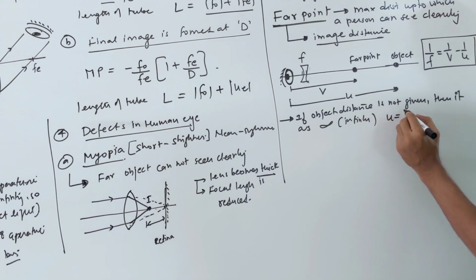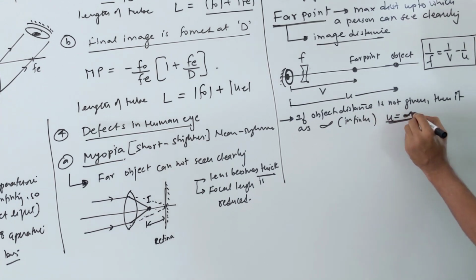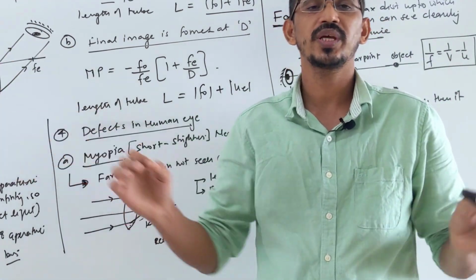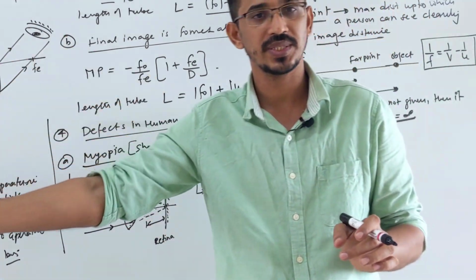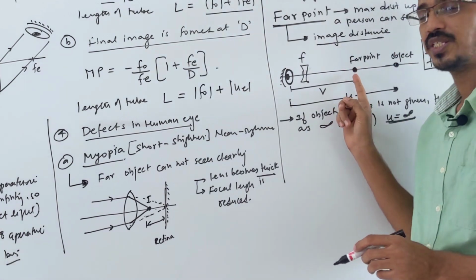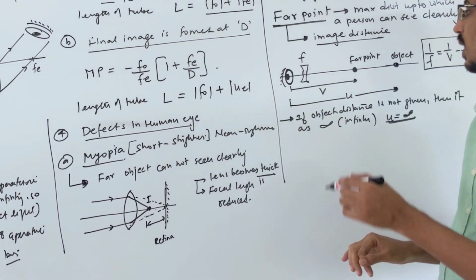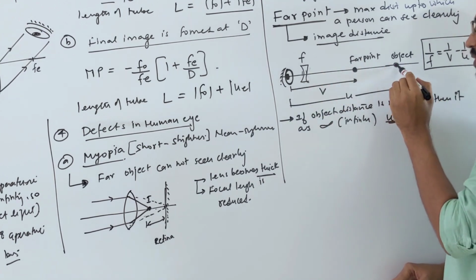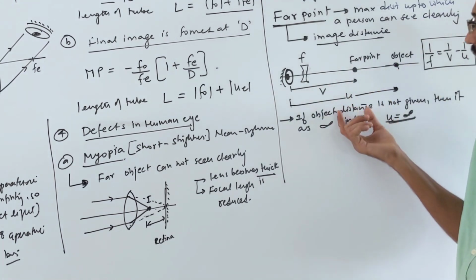Yes, object distance will be called what? Infinity is not given to you. Once more, the far point is the maximum distance up to which you can see clearly. So this is what your image distance means. Up to this point, if your image is formed, you will see clearly. After that you cannot see clearly. So the object will generally be placed beyond this. We want to see this object. So that's your object distance and image distance.